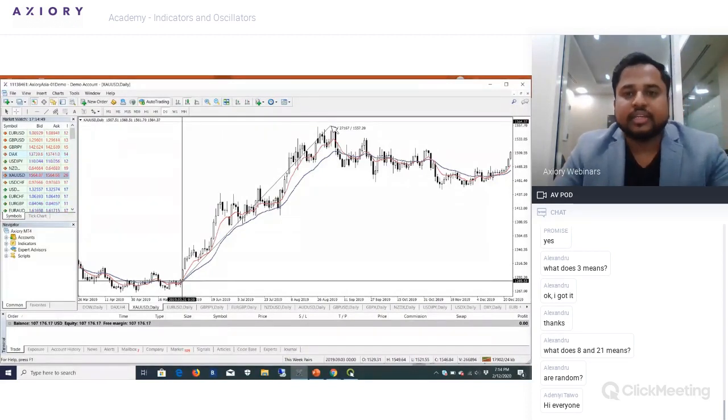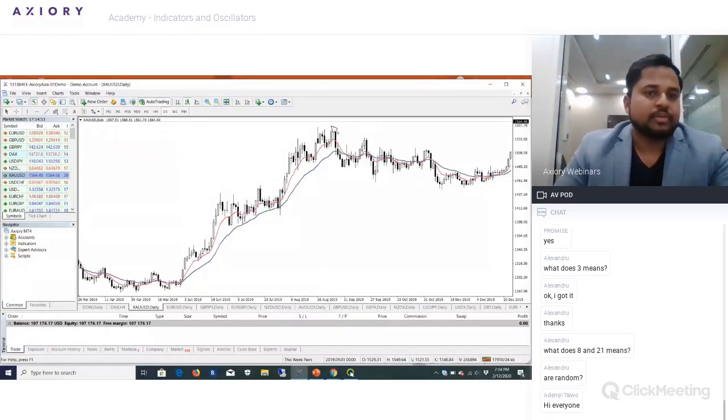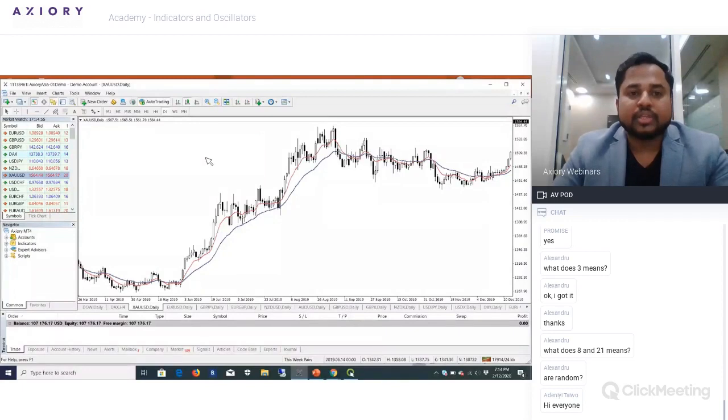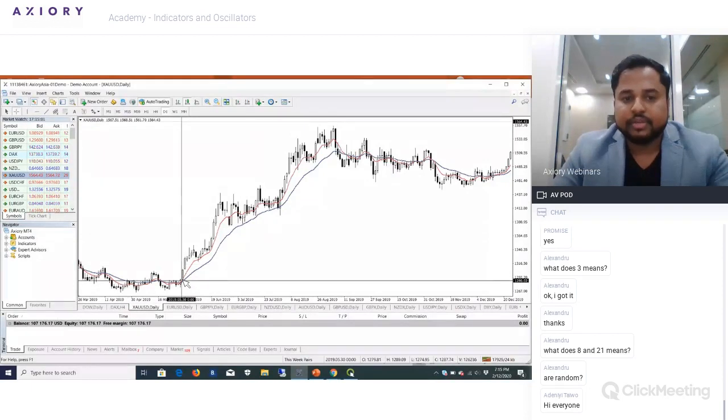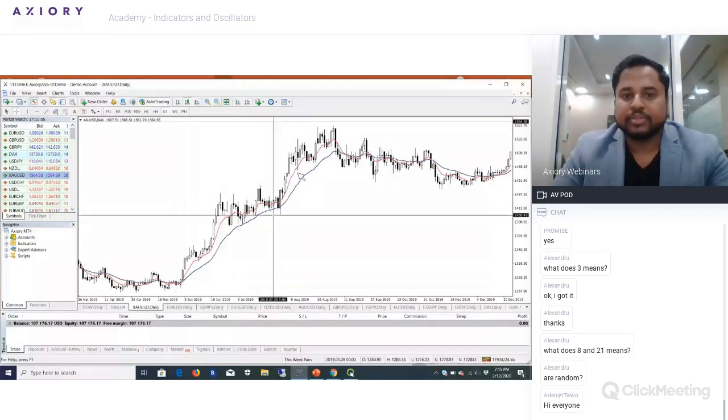8 and 21 means 8-day moving average, 21-day moving average. So the price has moved 21,000 pips. Means if you have taken one standard lot of gold from here, you would have made $27,000 from here to here.